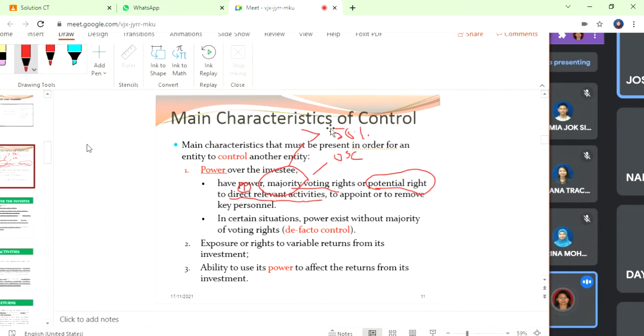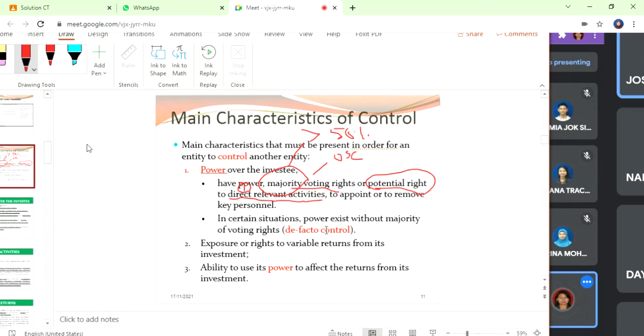Alright, so if you are able to appoint or remove a majority of, let's say, the members of the board of directors, especially those key personnel like the chairman, CEO, and so on, that means you also have control. However, in certain situations, power can also exist without a majority.